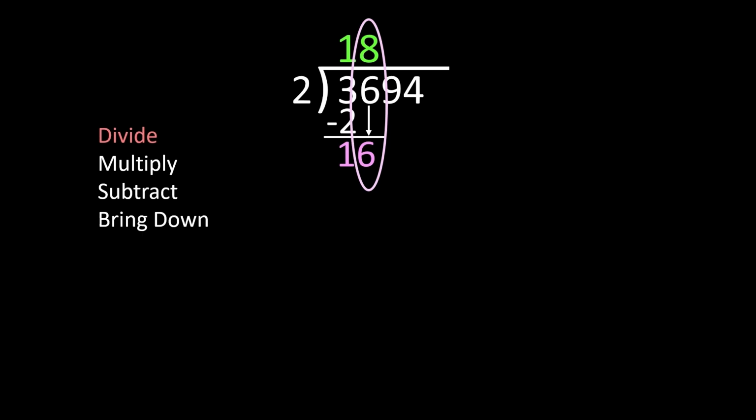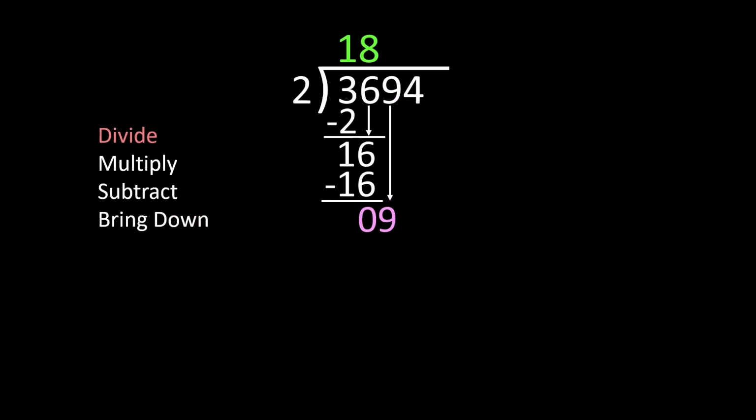And again, notice how I line the 8 up. Then we'll be multiplying 8 times 2. 8 times 2 is 16. And we'll be subtracting. 16 minus 16 is 0. So now it'll be time to bring down. And I'm going to be looking at the next number of my dividend, the 9. And I'll be bringing the 9 straight down.